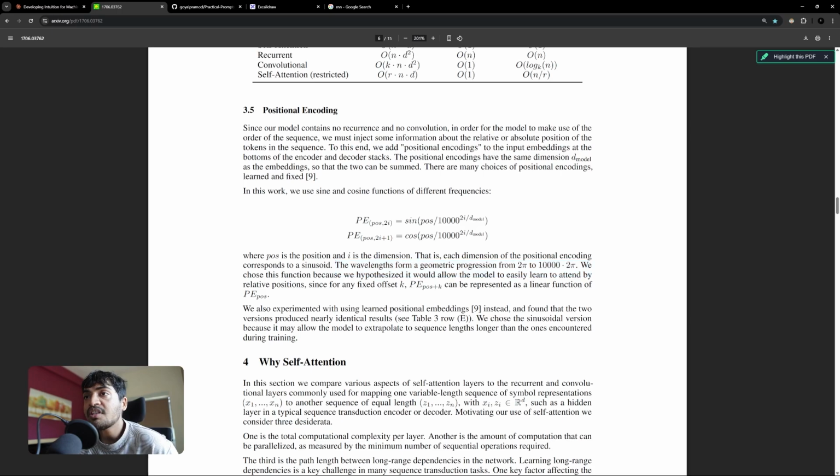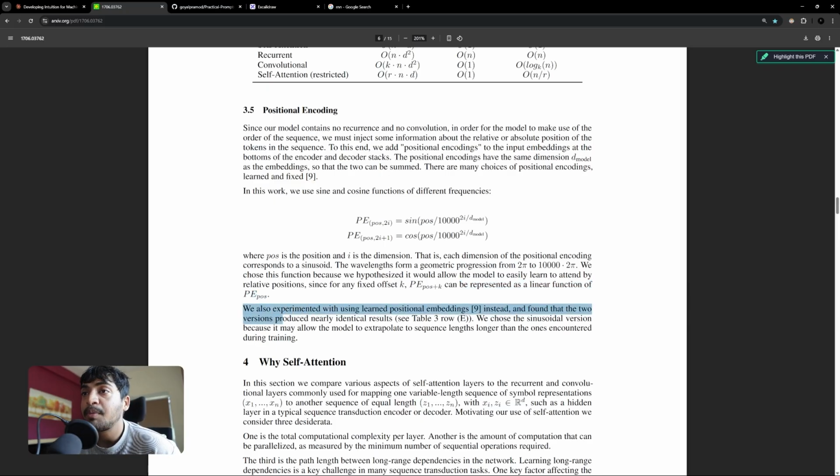We chose this function because we hypothesized it would allow the model to easily learn to attend by relative positions, since for any fixed offset k, PE_pos+k can be represented as a linear function of PE_pos. Again, I completely understand this is a bit tough to understand, so I'll attach a video telling you how you can understand it simply. I'll even attach a few blogs that helped me really understand what this means intuitively.